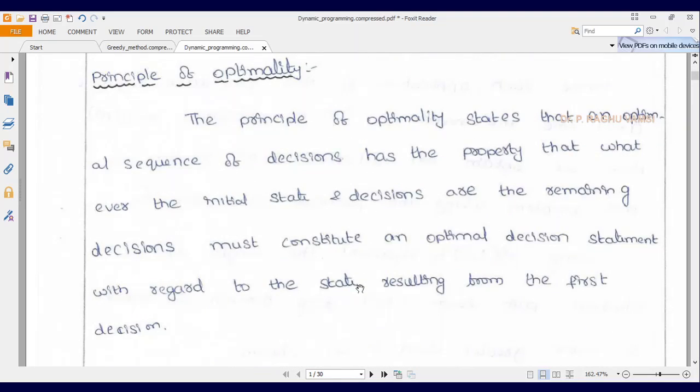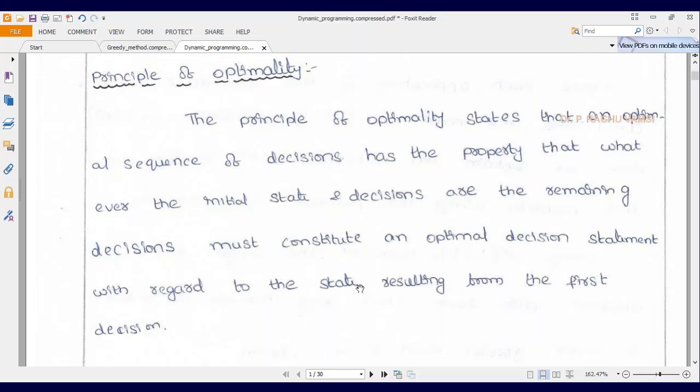Let us see the principle of optimality. The principle of optimality states that an optimal sequence of decisions has the property that whatever the initial state and decisions are, the remaining decisions must constitute an optimal decision sequence with regard to the state resulting from the first decision. That means whenever you are doing the second step, it should be somewhat better than the previous step. This is the principle of optimality.